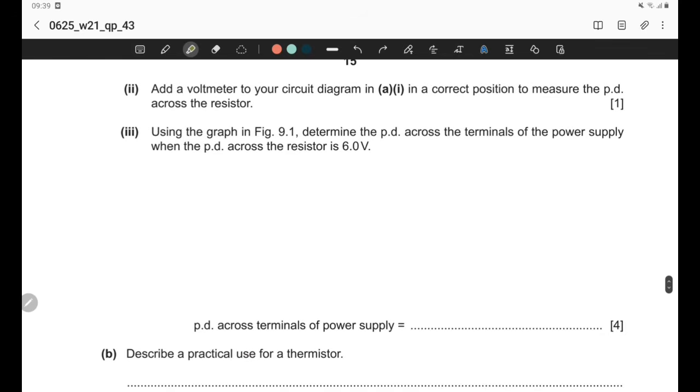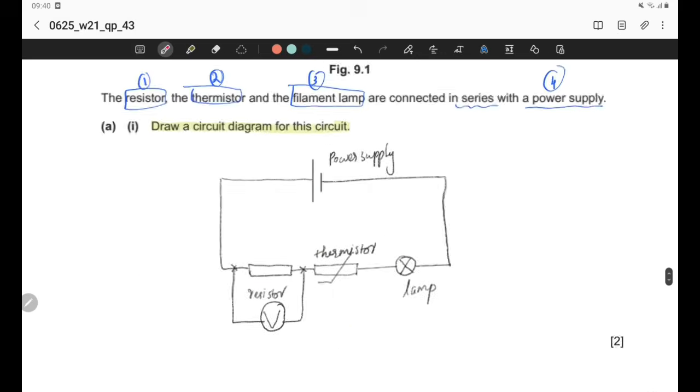Part 3. Using the graph in figure 9.1, determine the potential difference across the terminals of the power supply when the potential difference across the resistor is 6 volt. So this point is very important. When the voltage or potential difference across the resistor is 6 volt, we need to find out what is the voltage across the power supply. So let's go back to the graph.